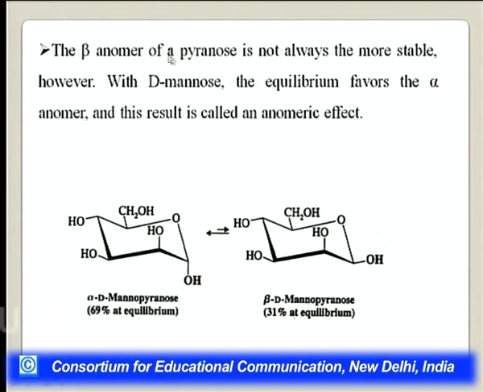The beta anomer of a pyranose is not always the more stable. With D-mannose, the equilibrium favors the alpha anomer, and this result is called the anomeric effect. You can see over here, this is alpha D-mannopyranose, right? And this is another structure, beta D-mannopyranose, and you can see the percentage amount at equilibrium for both structures: this is 69 and this is 31.